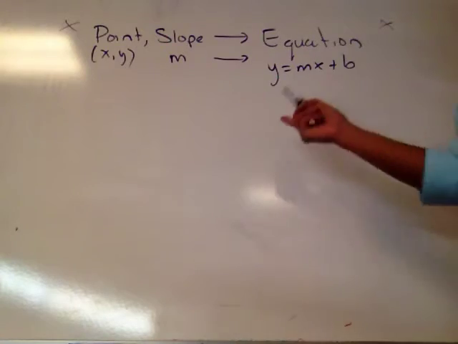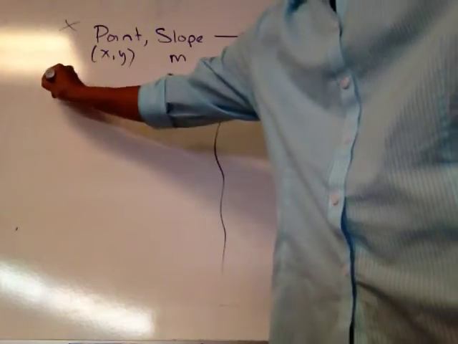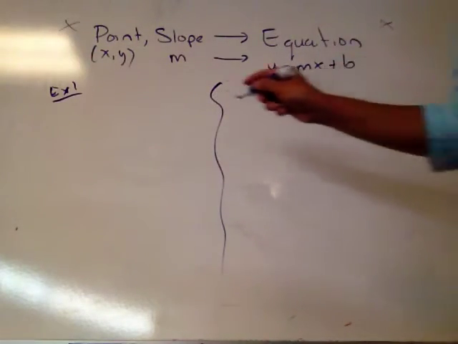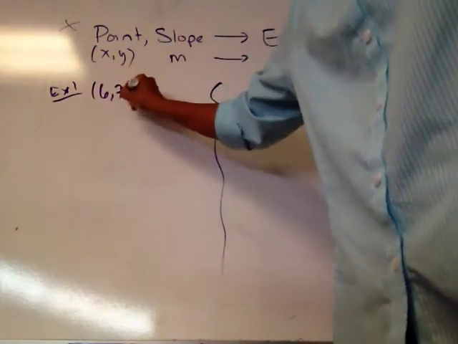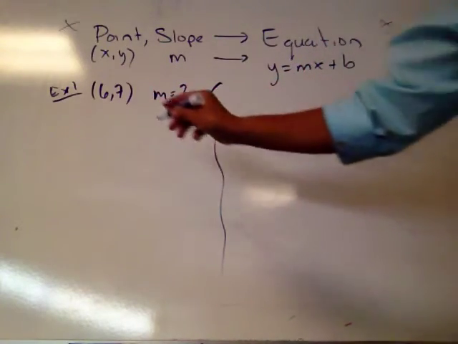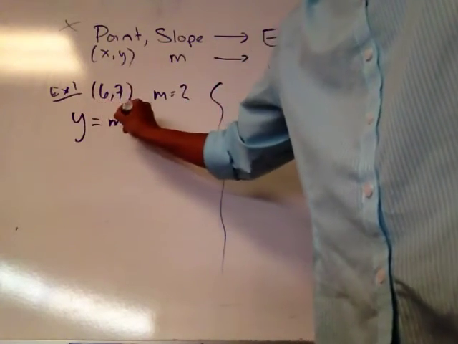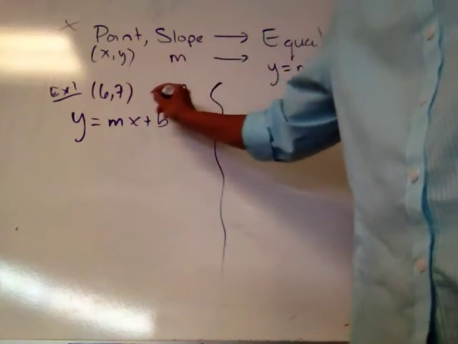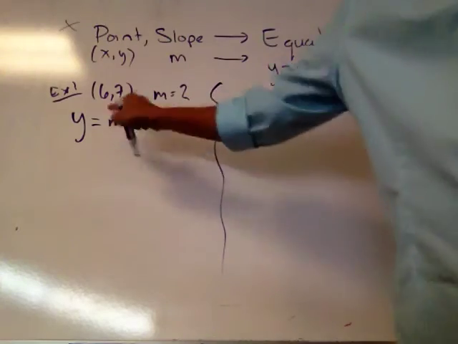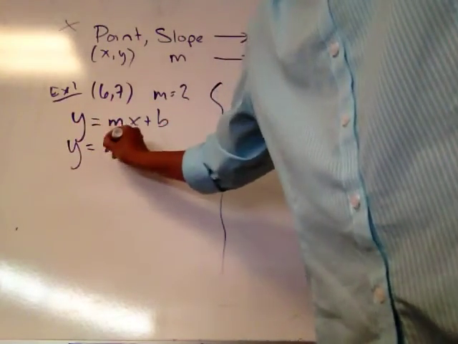All right, so let's take a look at two examples. Our first example, number 1, let's say we have our point 6 comma 7, and we have our slope as 2. So the very first thing I want to do is write down my equation, y equals mx plus b, and I want to say, all right, what information do I have that I want? I want m and I want b. So I'm going to go ahead and substitute m in, 2x plus b.